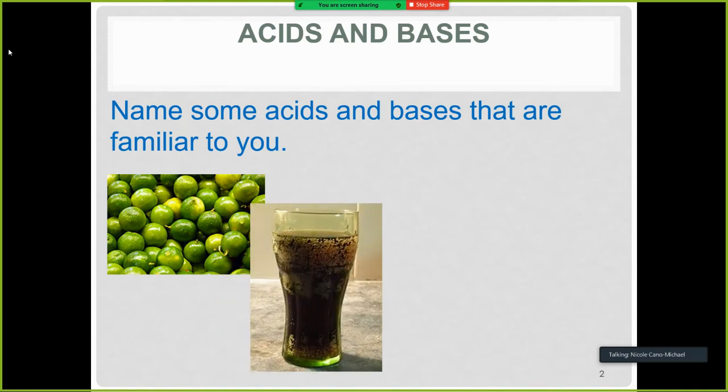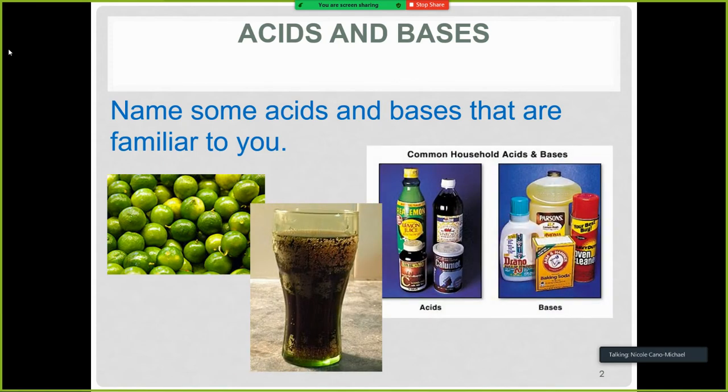Any citrus, by the way, is going to be acidic. I'm sure you've heard that if you get lemon juice, orange juice, or lime juice in your eye, that hurts. The reason it hurts is because it's an acid. It's not going to do any horrible damage because it's not a very strong acid, but it is acidic.